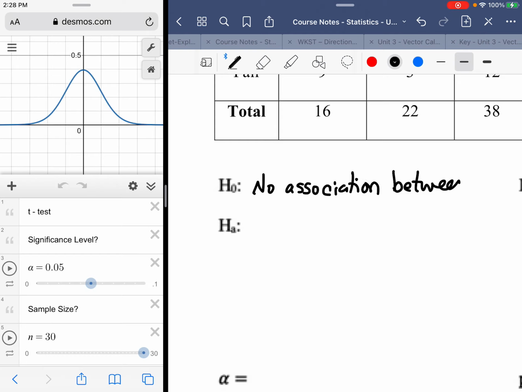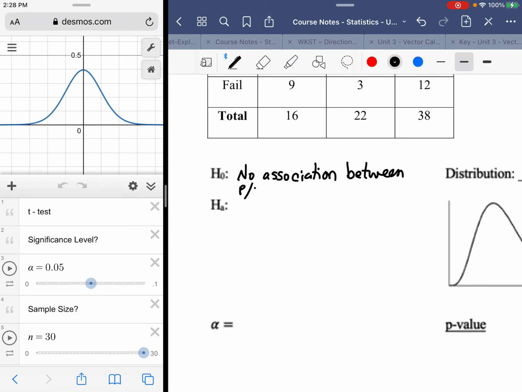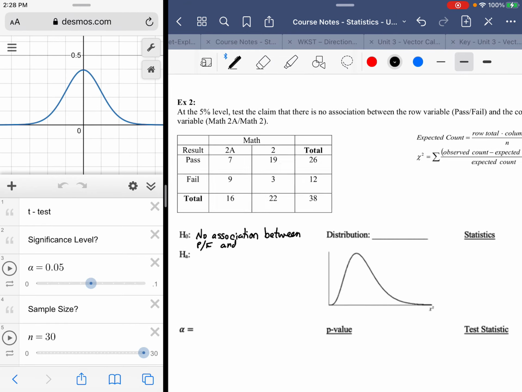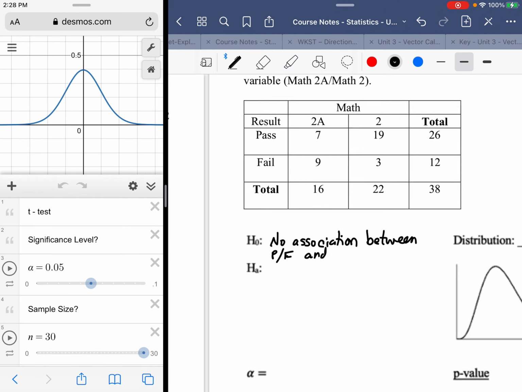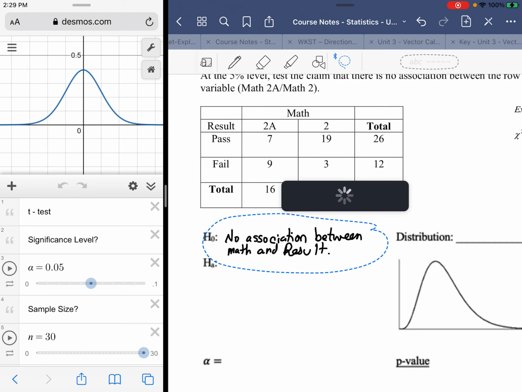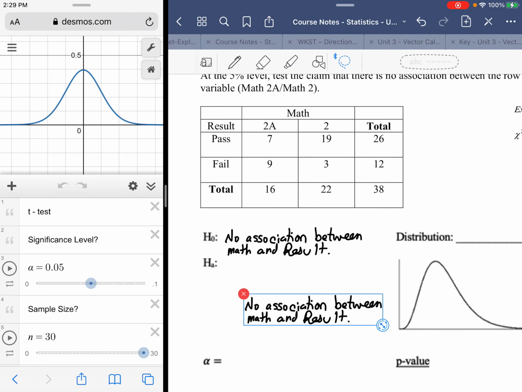between pass-fail and the column variable math2a/math2. Well, actually, when you think about it, that's what the row and column variables can categorize as, but it's really math and result. If we're looking for a nice succinct way of saying it, that's probably the best way to do it. The alternative to that would be that there's some association between those two variables.